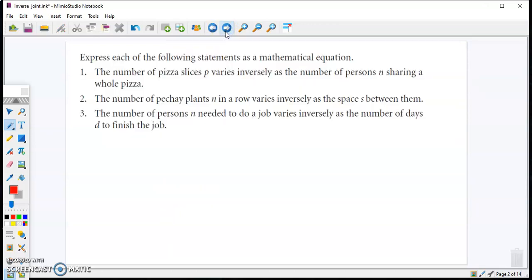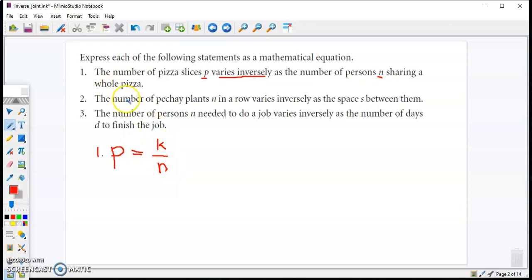So let us express each of the following statements as a mathematical equation. Number one, the number of pizza slices P varies inversely as the number of persons N sharing a whole pizza. So P varies inversely as the number of persons. So we have the constant of variation K, inversely to N. So number 1 is P is equal to K over N.